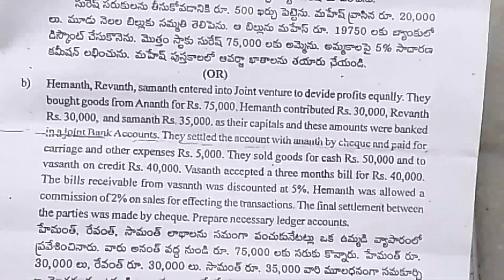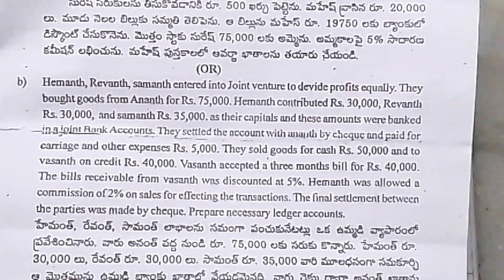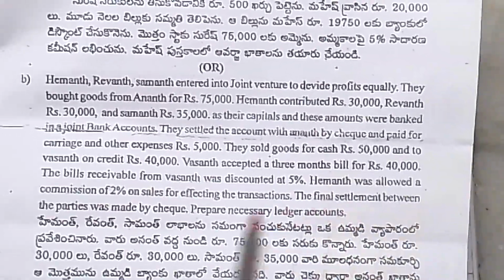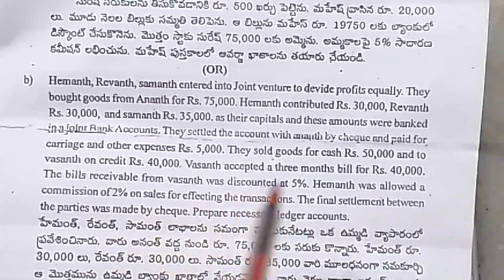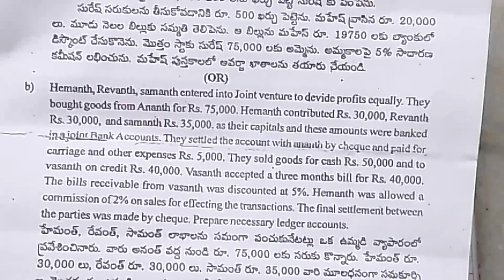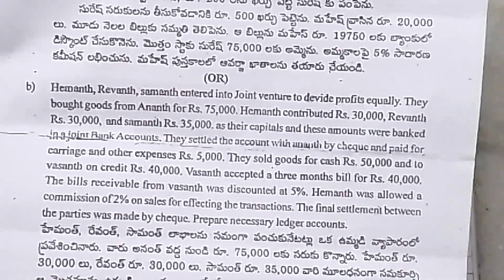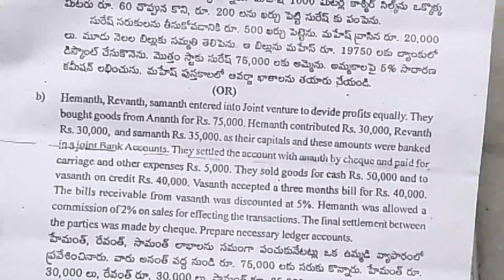Next, Hemant allowed commission 2% on sales. Sales 50,000 plus 40,000, 90,000. 2% commission. Joint venture account debit to Hemant account for commission. So let us see this solution.